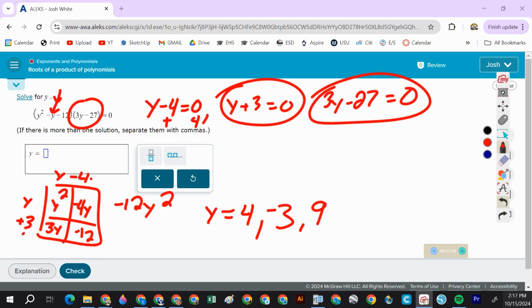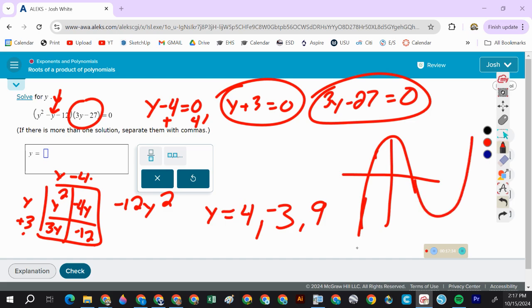So what would this graph look like? Well, it has to hit at negative 3, and again at 4, and again at 9. So that is the graph.